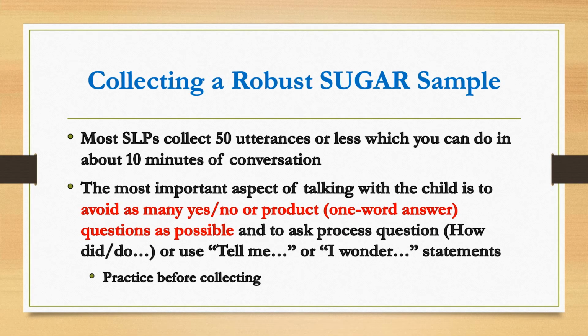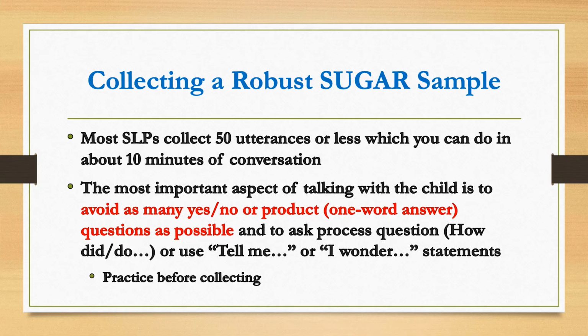As mentioned, our research demonstrated that most SLPs collect 50 utterances or less, which can be accomplished with most children in less than 10 minutes. Let's make those 50 utterances count, and we can do this with a few simple modifications. Avoiding yes-no questions as much as possible. Avoiding product questions as much as possible, and using process questions or statements instead.